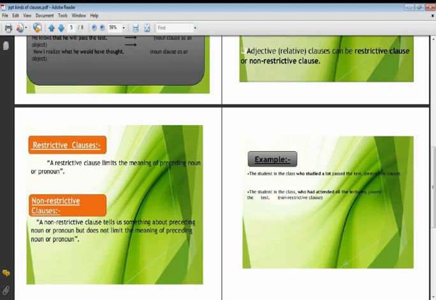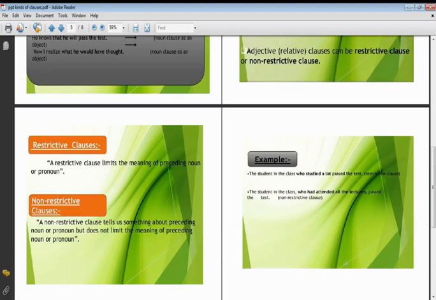Suppose in the first example, "The student in the class who studied a lot passed the test." It means that the whole of this clause cannot be taken out of the sentence. It will be a restrictive clause. It will be an essential clause because we cannot take it out of the sentence. It is an essential part of the sentence.